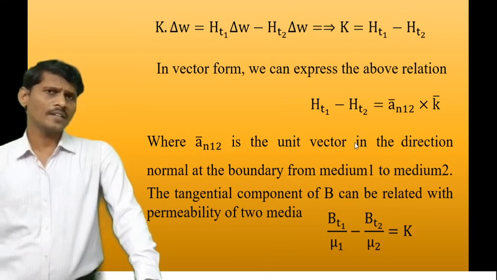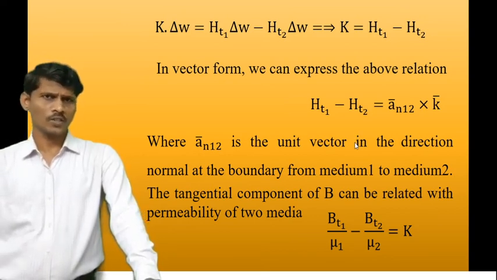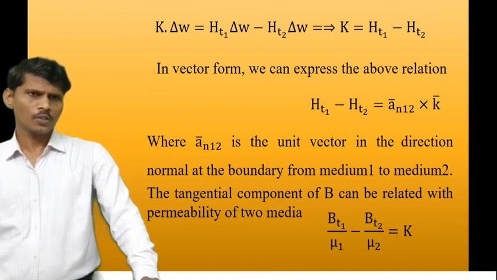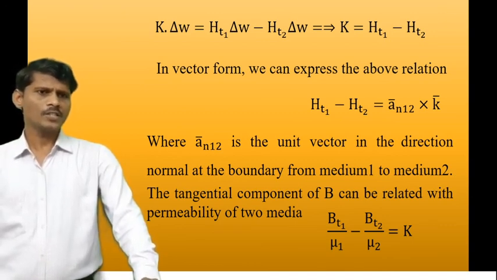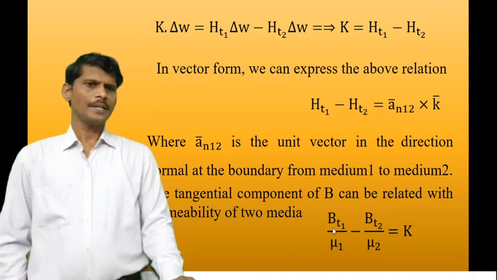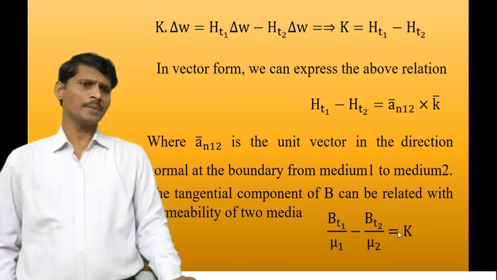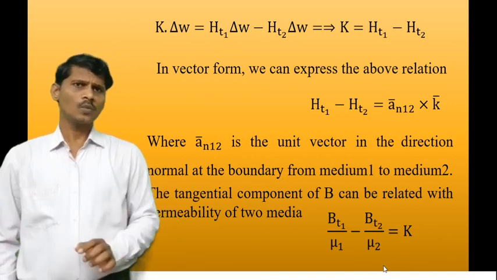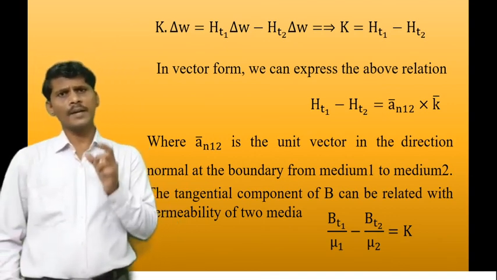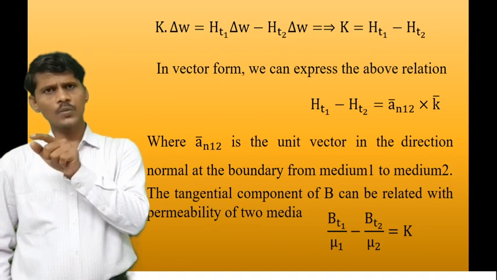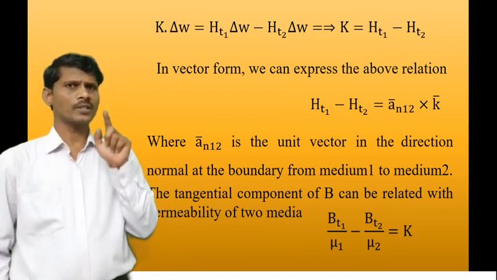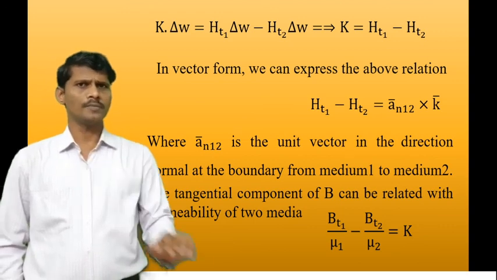Next, calculate the tangential component of the magnetic flux density. This is the relation B is equal to mu into H bar. Using that relation, B tangential 1 by mu 1 minus B tangential 2 by mu 2 is equal to K. B tangential 1 is the tangential component of the magnetic flux density in region 1, and B tangential 2 is the tangential component of the magnetic flux density in region 2.